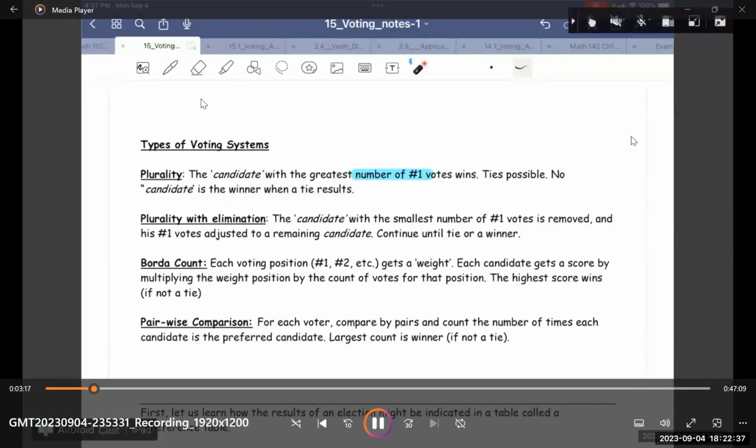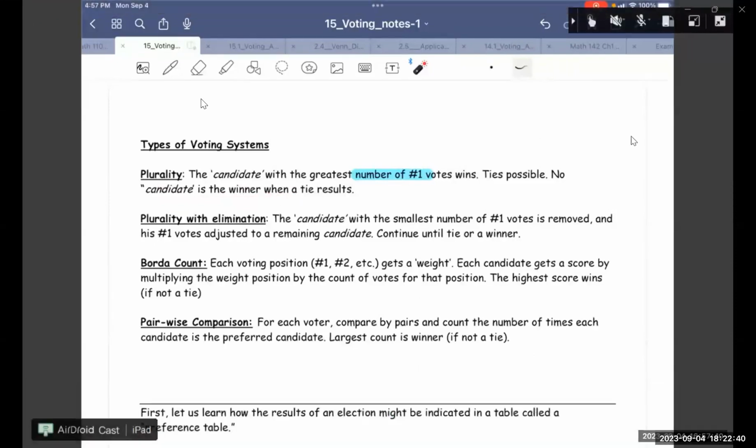The second type is plurality with elimination. The candidate with the smallest number of number one votes is removed, and his or her voters' next choices remain. The process continues until there is a tie or a winner. And the third one is Borda count.